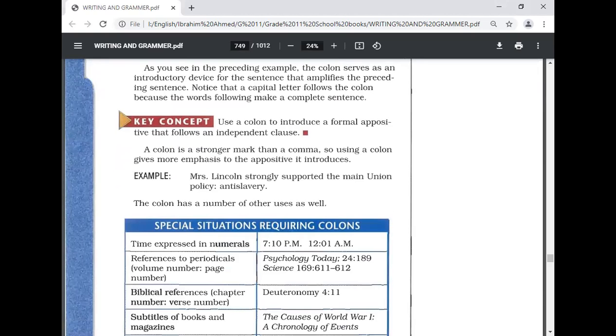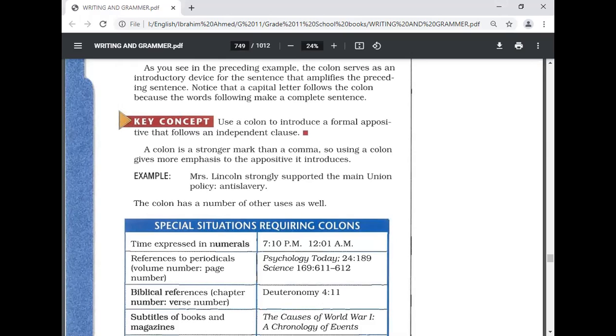Use a colon to introduce a formal appositive that follows an independent clause. A colon is a stronger mark than a comma, like the semicolon. Both are stronger than a comma. So using a colon gives more emphasis to the appositive it introduces. Mrs. Lincoln strongly supported the main Union policy: anti-slavery. Anti-slavery, this is an appositive. We could have used a comma here, but this is stronger and more formal.